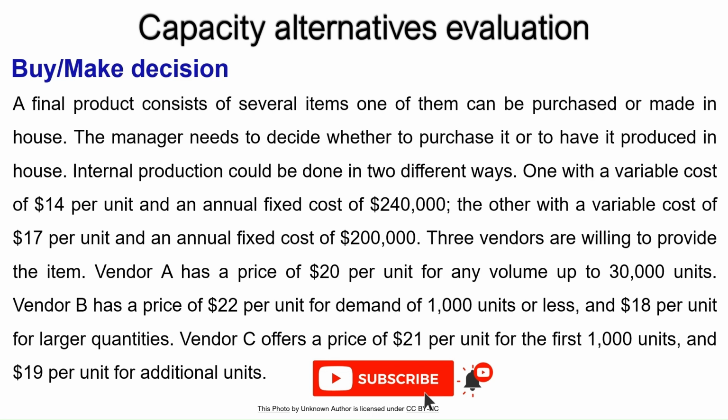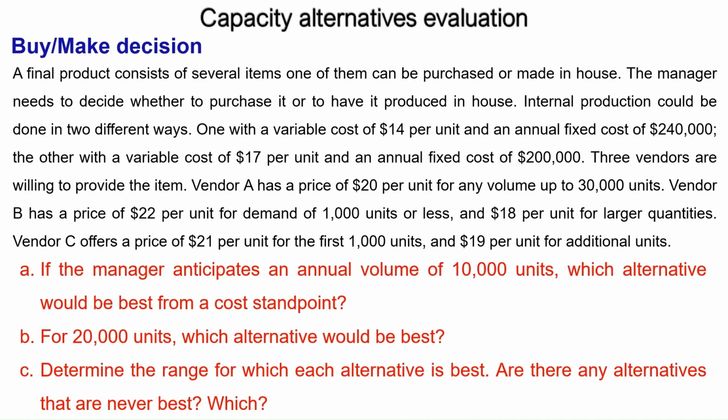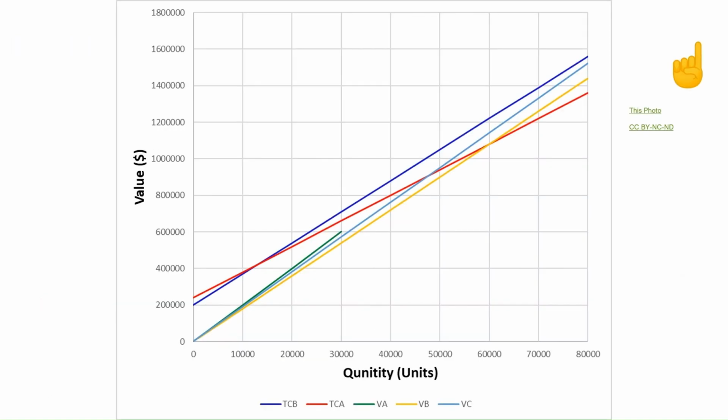Answer the following questions. A. If the manager anticipates an annual volume of 10,000 units, which alternative would be best from a cost standpoint? B. For 20,000 units, which alternative would be best? C. Determine the range for which each alternative is best. Are there any alternatives that are never best? Which? Let us represent these five alternatives graphically using Microsoft Excel for better understanding.